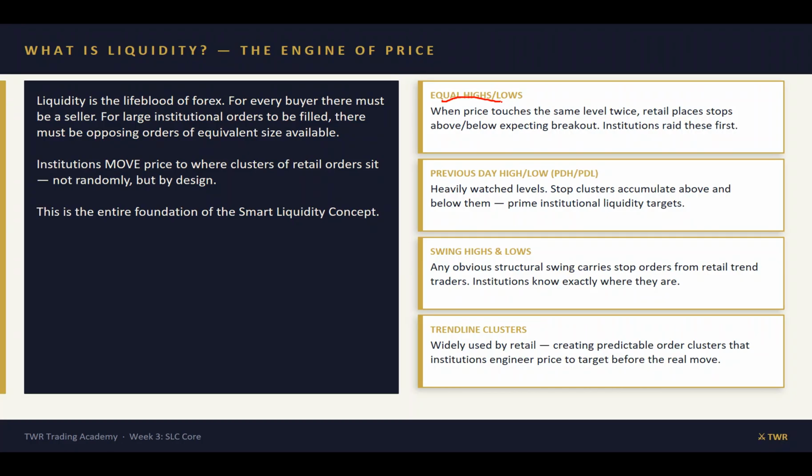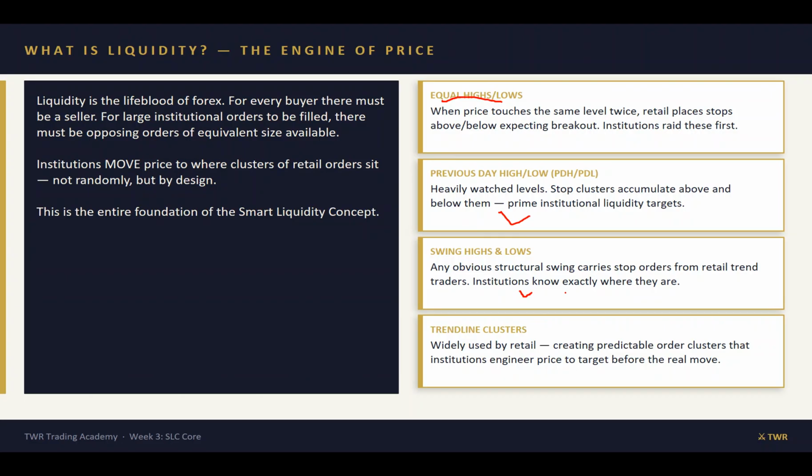Number two is the previous day highs and lows, PDH and PDL. These are heavily watched levels. Stop clusters accumulate above or below them. This is prime liquidity for institutions. Number three is swing highs and swing lows. Any obvious structural swing point carries stop orders from retail traders. Institutions know this, and they know exactly where they are.